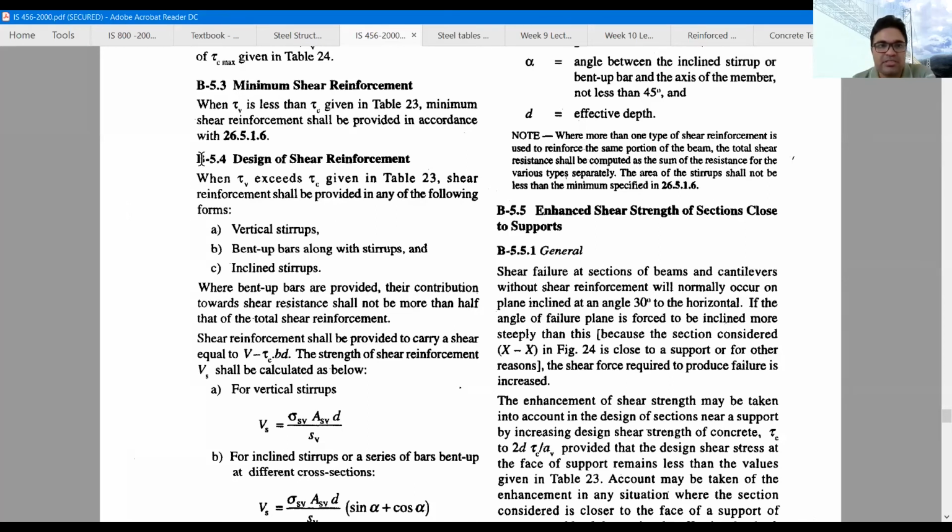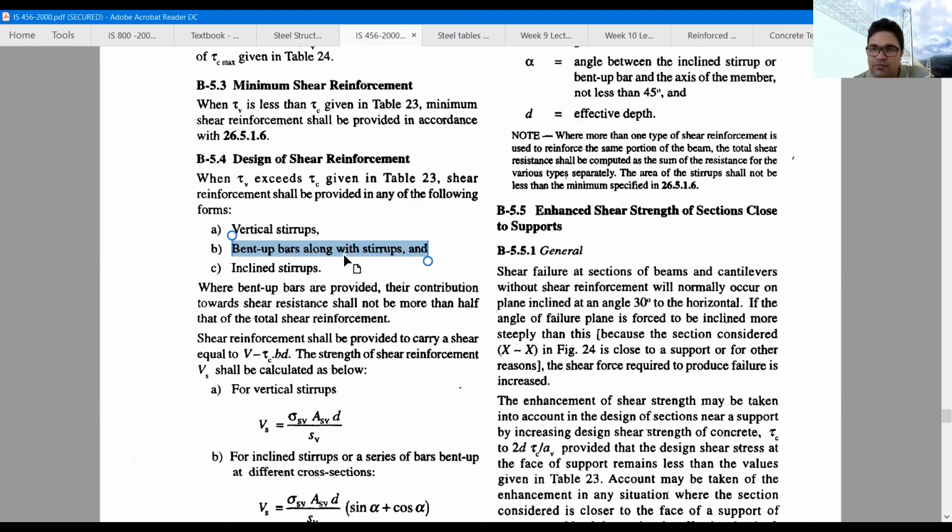So here you can see this is the clause number B 5.4, which is design of shear reinforcement. As it says, when the value of tau v exceeds tau c, shear reinforcement shall be provided in any of the following. So either we provide shear reinforcement in terms of vertical stirrups, or in terms of bent up bars, or inclined stirrups. Well, generally we don't provide inclined stirrups because of some difficulty in the construction. So generally we provide shear reinforcement in the form of vertical stirrups or bent up bars, or a combination of both.